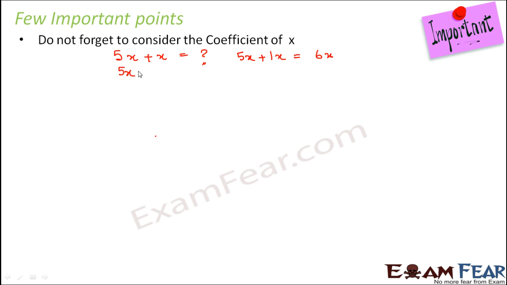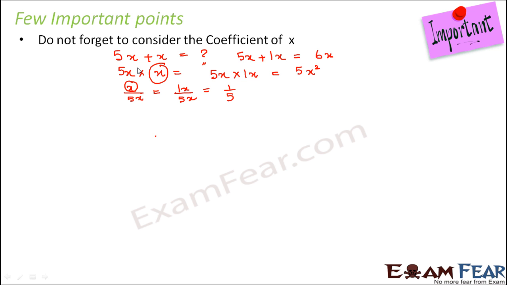Similarly, if you have something like 5x into x, that actually means 5x into 1x, which is equal to 5x square. Similarly, if you have something like x divided by 5x, that actually means 1x by 5x, which is equal to 1 by 5. So it is always very important to remember that whatever you see as x actually has a coefficient of 1.